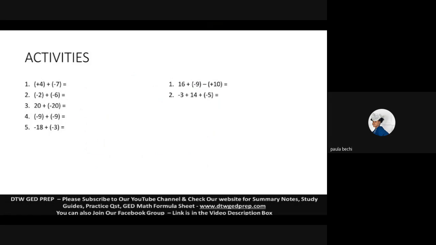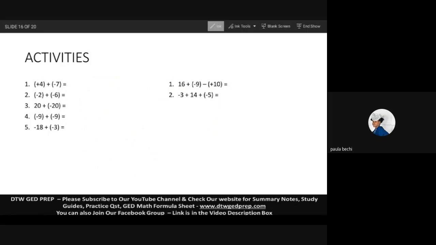So the next one, we have negative 3 plus 14 plus negative 5. We can work with negative 3 plus 14 first. We said if you have something like this, you can swap it to become positive 14 minus 3. And this gives you positive 11.